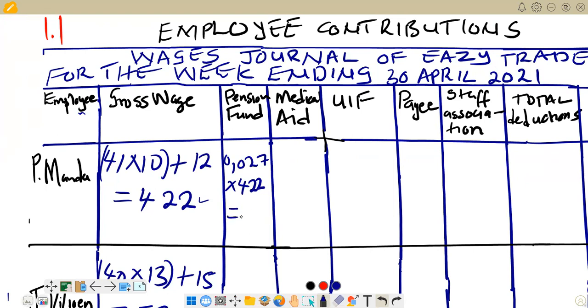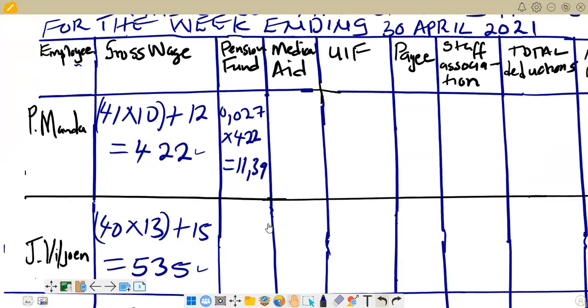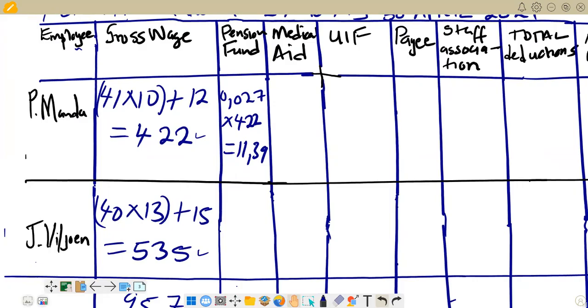And obviously there now you get 11.39. So 11.39 becomes our pension contribution for P Manda. Then you go to the next. There we are saying now 0.027, and then you multiply by the gross wage that we have for JV join, which is 535. And then the amount that you are going to get there is 14.44. So that's what we have there.